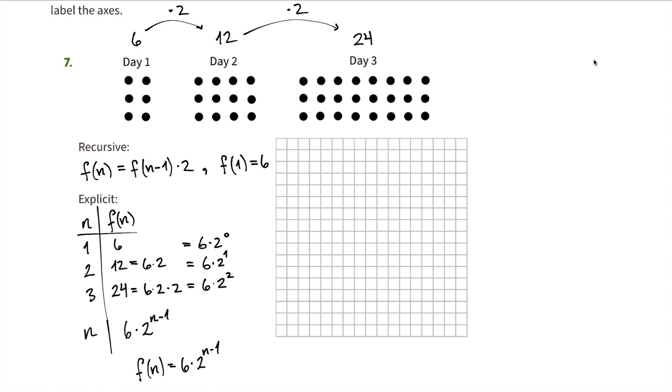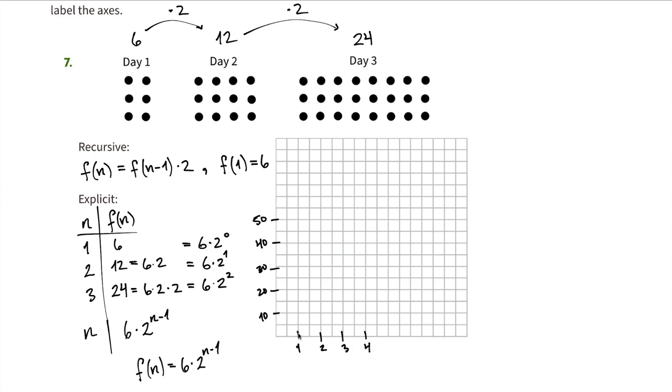So now to graph this, I'm going to go ahead and I'll go by maybe tens here. So that will be 10, 20, 30, 40, 50, and then over here 1, 2, 3, and 4.